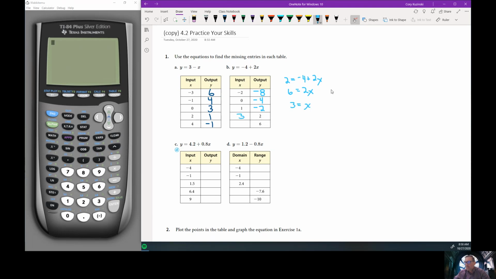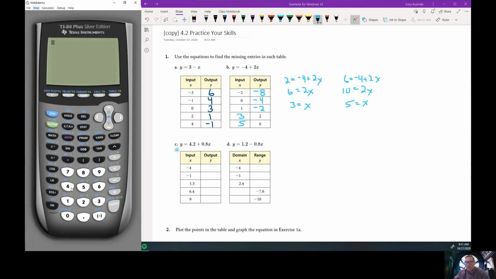Let's do that again. So essentially, when y is 6, what was x? We're going to add 4 to both sides and then divide both sides by 2. Sure, you've got shortcuts that are starting to work for you, but hopefully you're also showing me your thinking. All right, down here, 4.2 plus 0.8x.